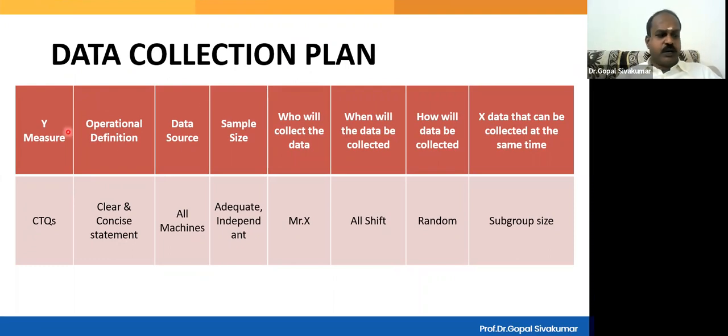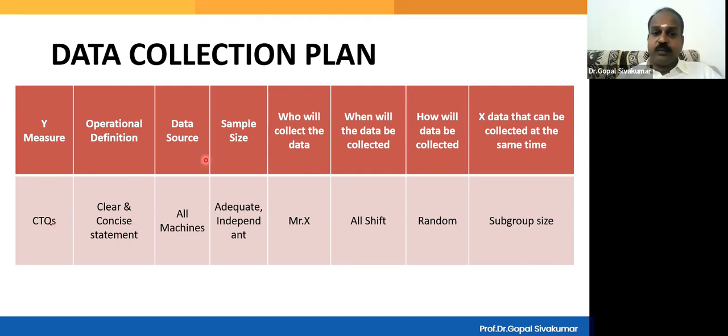Look here, what is the characteristic you want to measure? Right, the Y measure. Y measure is the CTQ. You can write here diameter, length, surface finish, compressive strength, or the number of units rejected, whatever you want to write. The characteristic that actually drives your result has to be written. And then what is the operational definition for it? A clear, concise, unambiguous statement about the characteristic you want to measure.